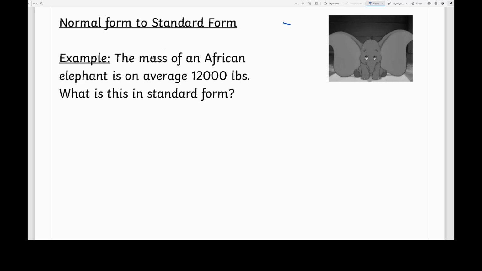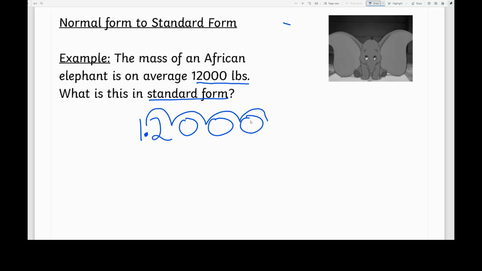Okay, so firstly, the mass of an African elephant is on average 12,000 pounds. What is this in standard form? To do this, what I'm going to do first is write down 12,000, and I'm going to consider how far the decimal would have to go from after the 1, the first significant figure. So it would need to go 1, 2, 3, 4 places. So that's going to be 1.2 times 10 to the power of 4. So that's how you'd write it in standard form. You all okay with that?